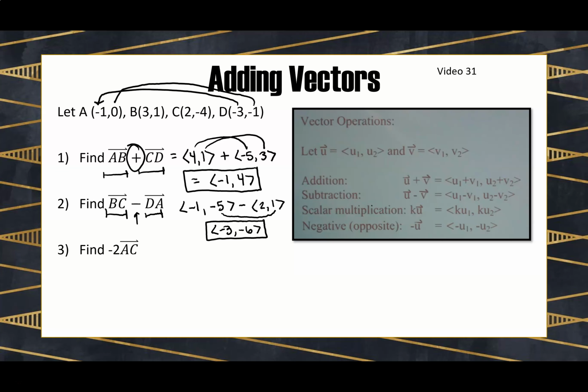All right, the next one is -2 times AC. So that's going to be -2, and for my AC, I have to get my horizontal and vertical components. From A to C, how do I get from -1 to 2? I would add 3. And then how would I get from 0 to -4? Well, I would subtract 4. And just like I said with the distributive property, you're going to multiply through. So -2 times 3 is -6, and -2 times -4 is 8. Sweet. That's our answer.